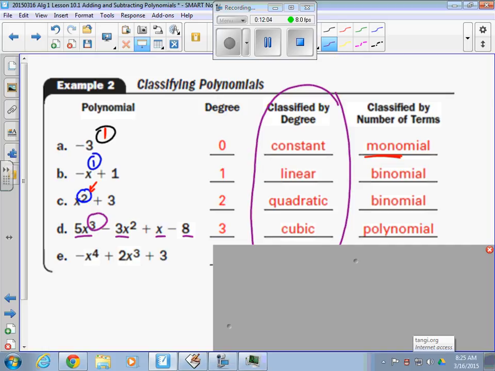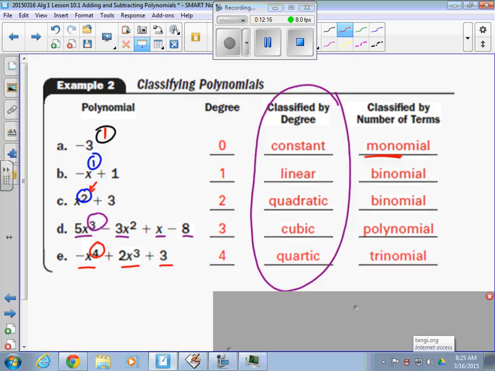So look at your degree of your largest one for the last one. It's 4. So you know the degree is going to be 4. And there's 1, 2, there's 3 terms, so you know it's going to be trinomial. And it is considered quartic. We won't talk about quartic in here at all. You'll talk about it towards the end of Algebra 2 and when you start getting into advanced math.